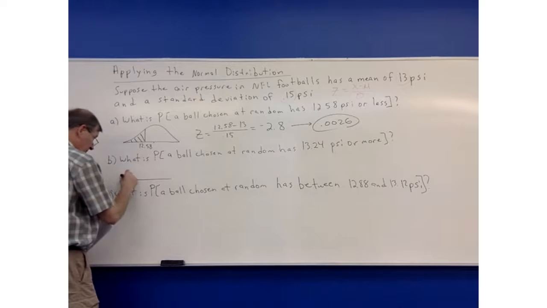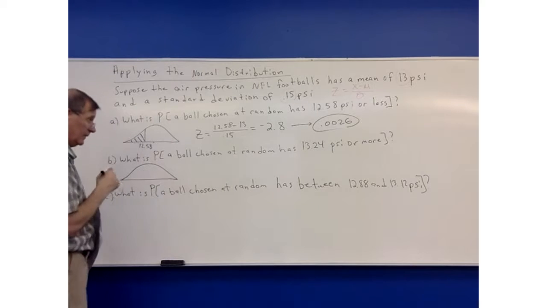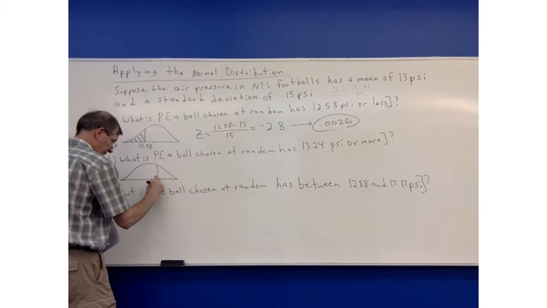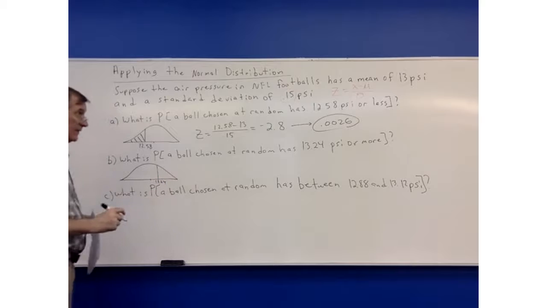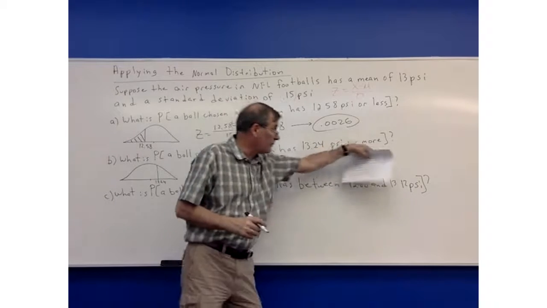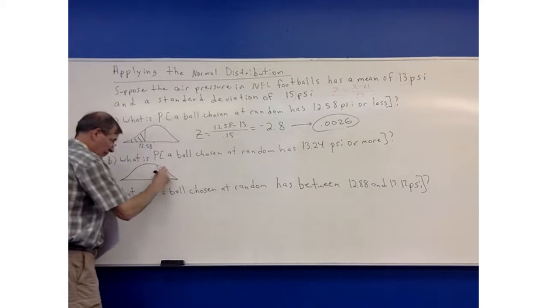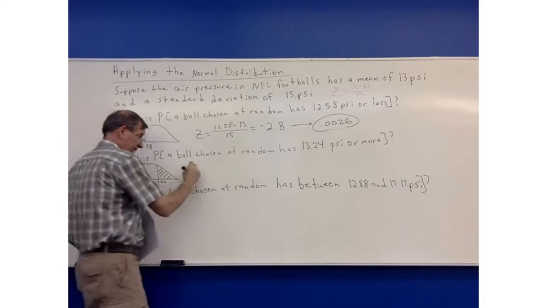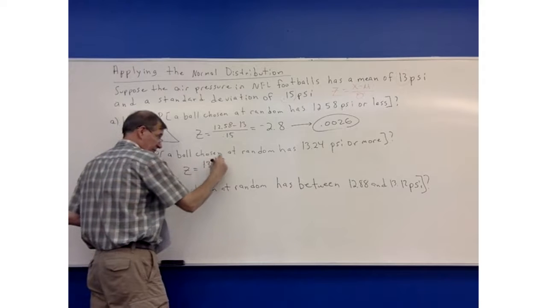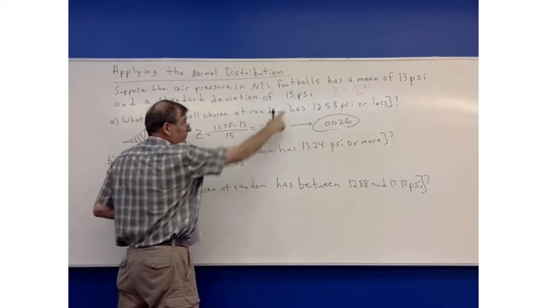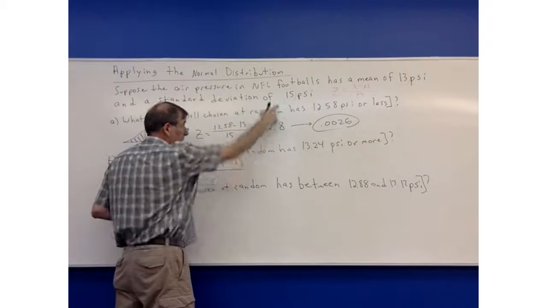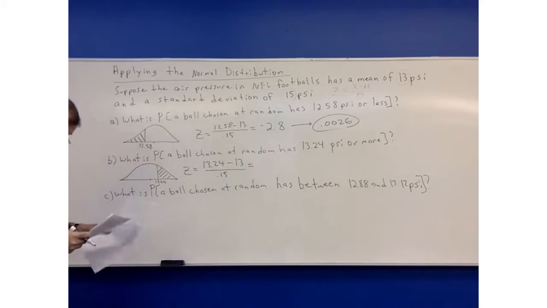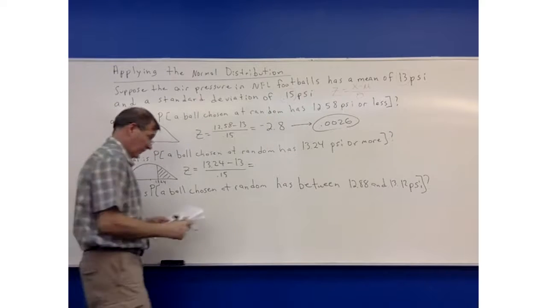Draw a picture of what's going on. 13.24, the mean is 13, so 13.24 is above the mean. We want 13.24 or more, so let's shade the or more. We convert 13.24 to a Z-score. This comes from our problem, 13 and 0.15. You do that computation, you get 1.6.